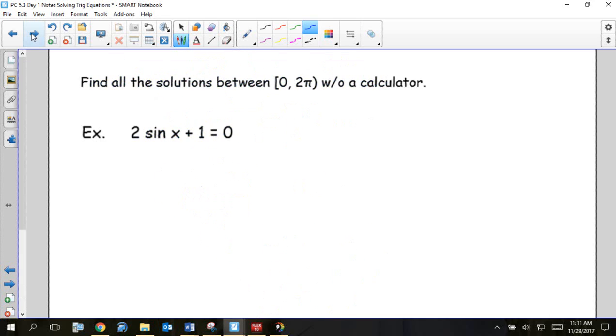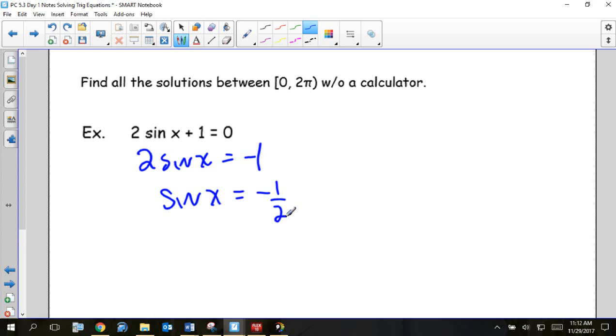Find the solutions between 0 and 2 pi without a calculator. Actually, all of this today is without a calculator. We have to solve for x. What should we do first? Oh no, we're not doing identities. We're just solving. So you're allowed to do stuff with this side. You're not verifying, you're not proving something. You're actually finding x. So what should I do if I'm solving an equation? Subtract the 1. Then what? Divide by 2. So I get sine x equals negative a half.